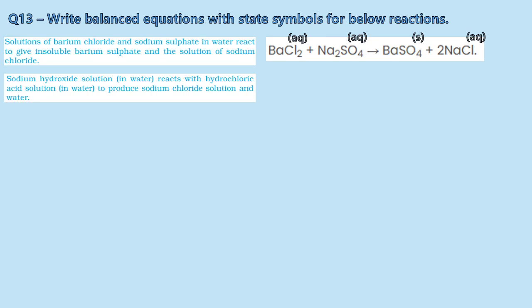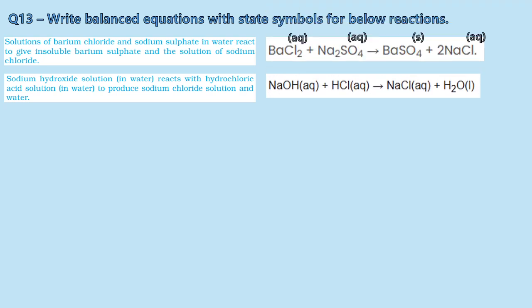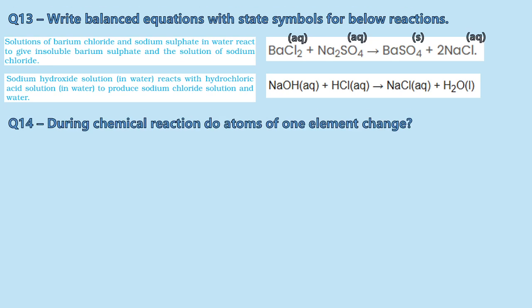Okay. Now next sentence: sodium hydroxide, that is NaOH, reacts with hydrochloric acid, which is HCl, right? Which is a solution in water, to produce sodium chloride and water. Okay. So NaOH, which is aqueous, AQ, reacts with HCl, hydrochloric acid, which is also AQ, to give you NaCl, sodium chloride, which is a solution in water. So it is AQ plus H2O. H2O is water, it is liquid. So we have put it as L for liquid.